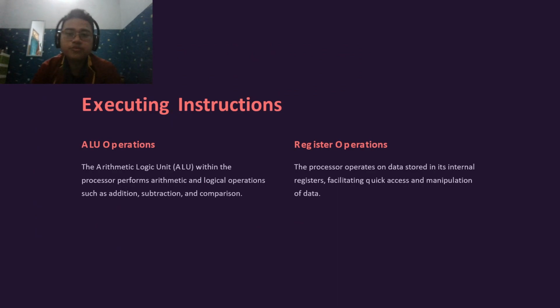Next one is executed instruction. There are two types of executed instruction. The first one is ALU operation. The arithmetic logical unit within the processor performs arithmetic and logical operations such as addition, subtraction, and comparison. And then the next one is register operation. The processor operates on data stored in its internal registers, facilitating quick access and manipulation of data.